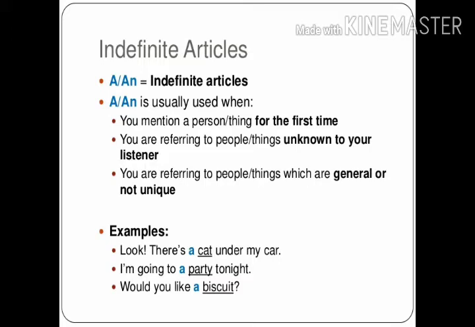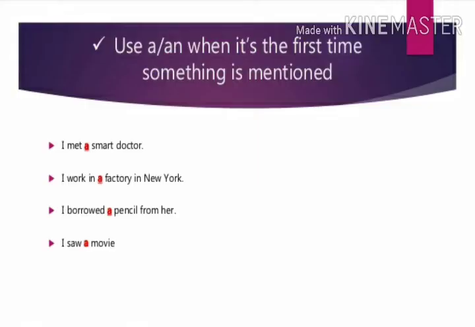Example: Look, there is a cat under my car. I am going to a party tonight. Would you like a biscuit? Use a or an when it's the first time something is mentioned. So when we talk about people or things for the first time, then we put a or an there.